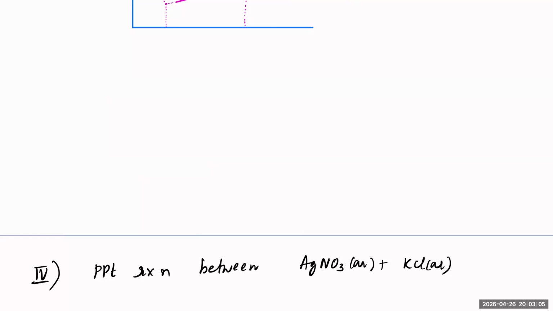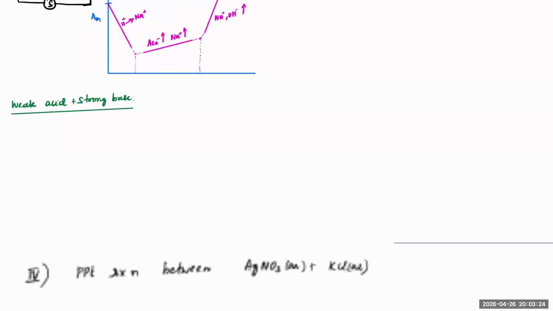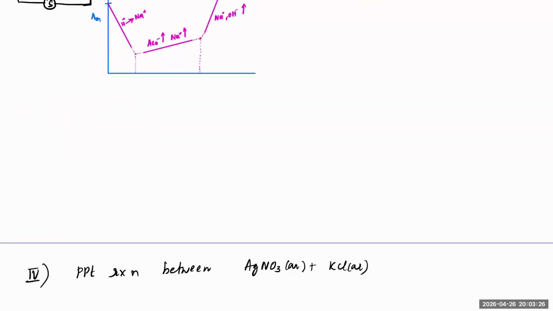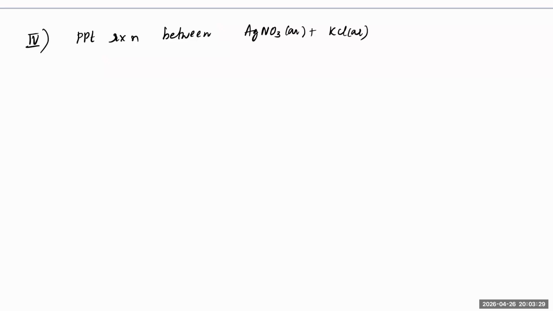So the next case we'll see is about weak acid, strong base. Sorry, weak acid, strong base we have done, right? So let's see. The next iteration is about how the PPT formation is observed. What if you have any PPT formation? How is it observed? Correct?